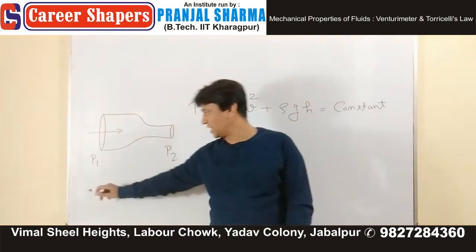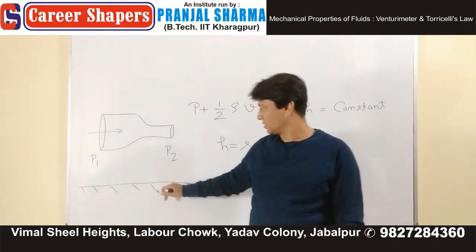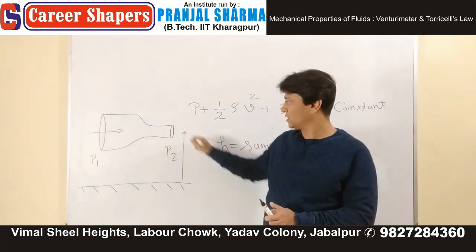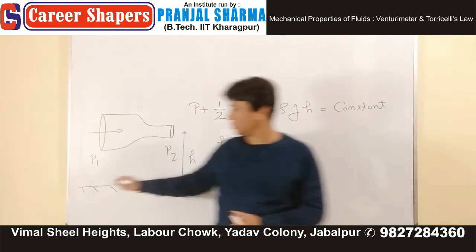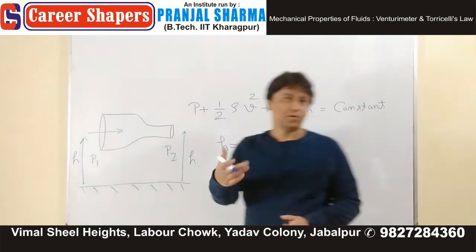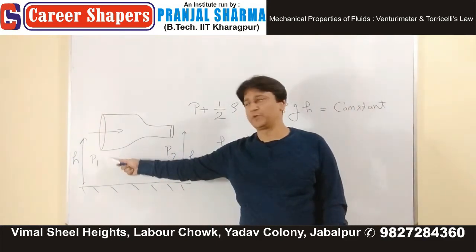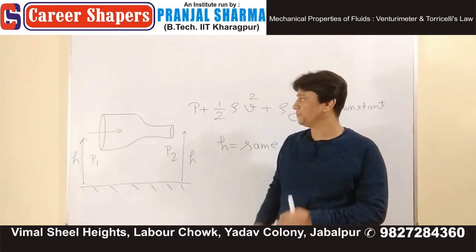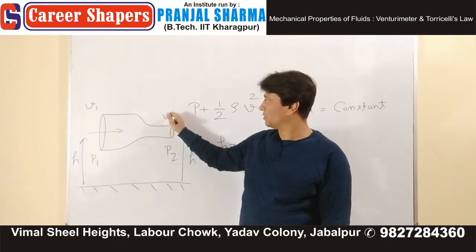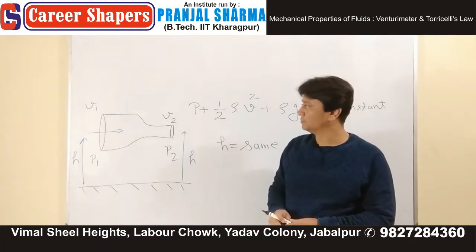Height from a given base, let's say this is ground. So from this ground, if you go for this height or you go for this height, they both are same. This is the place where pressure is P1, this is the place where pressure is P2, this is the place where velocity is V1 and this is the place where velocity is V2. When water comes out, it comes out with V2.